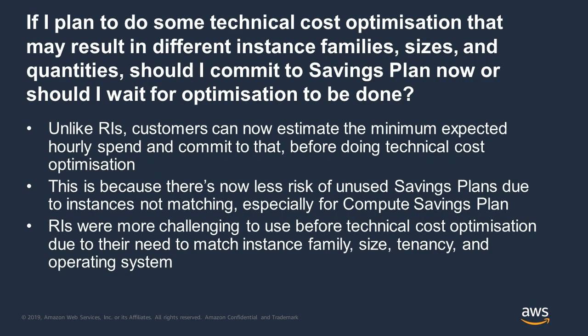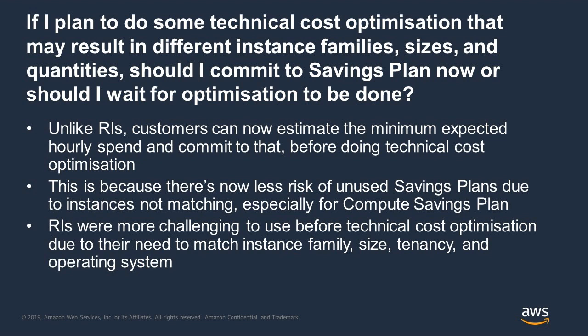So the first question is, if I plan to do some technical cost optimization that may result in different instance families, sizes, and quantities, should I commit to savings plan now, or should I wait for the optimization to be done? So unlike RIs, customers can now estimate the minimum expected hourly spend and commit to that before doing technical cost optimization. This is because there's less risk of unused savings plans due to instances not matching, especially for compute savings plan where you're putting just simply dollars against AWS globally.